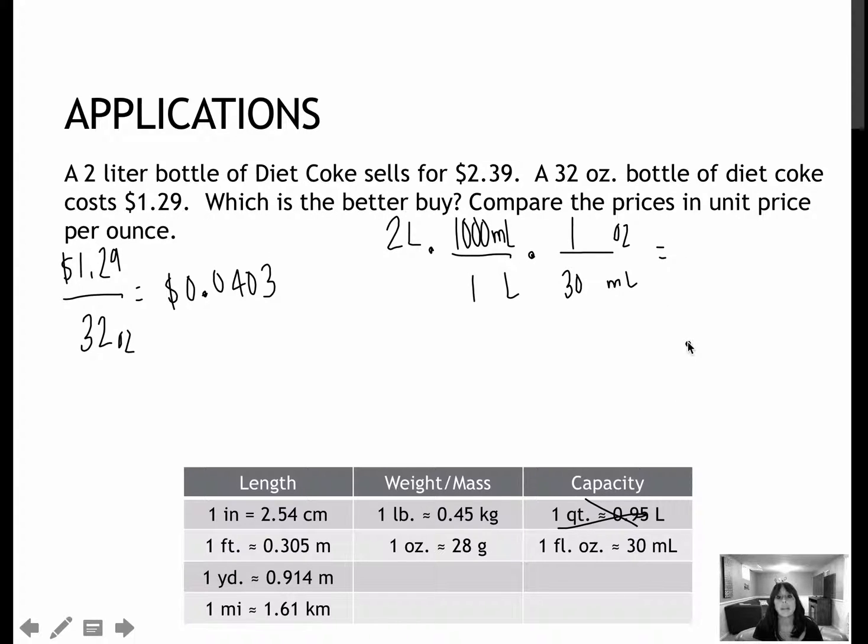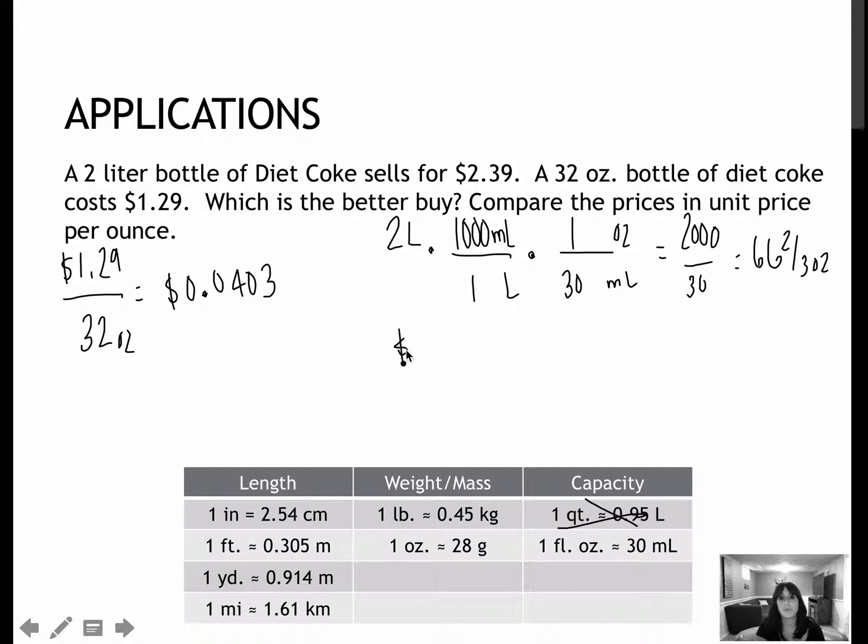Now when I multiply this, I end up with 2,000 over 30, which obviously is a little bit ugly. So I'm going to leave it as 66 2/3 ounces. And that will help me as I'm moving forward. I really don't want to ever use a decimal until I really need to. So I'm going to leave it as 2/3 for now, or I could have left it as 200 over 3 if you like that better.